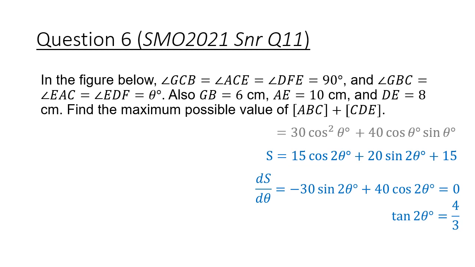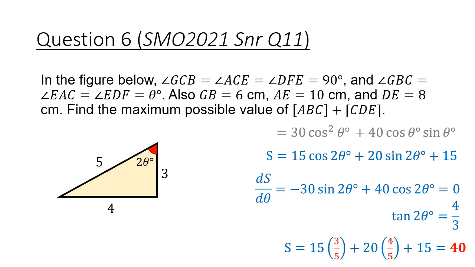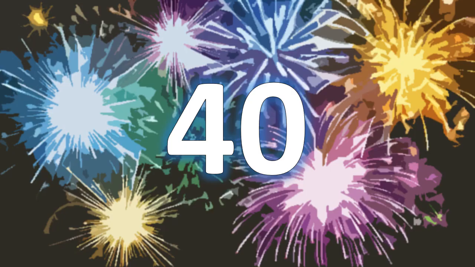Now we have no calculator, we can't evaluate theta, but that doesn't matter. We'll use the reference angle triangle, and we can see that we know all three sides, 3, 4, and the hypotenuse must be 5. So to find the maximum area S, it will be 15 times cos 2 theta. Cos 2 theta will be 3 over 5, plus 20 times sine 2 theta, which is opposite over hypotenuse, 4 over 5, plus 15, and this will calculate out to also be 40. Hence, our final answer must be 40.